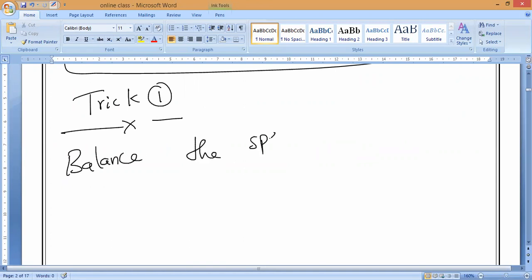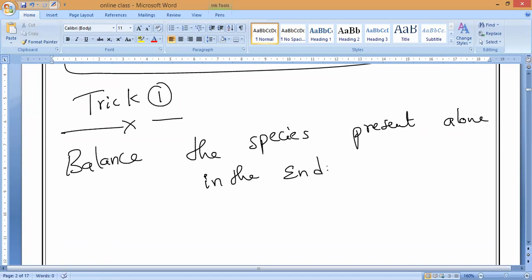Balance the species present alone in the end. Is it okay, guys? Clear, everybody? This is the trick. Do you understand, everybody?